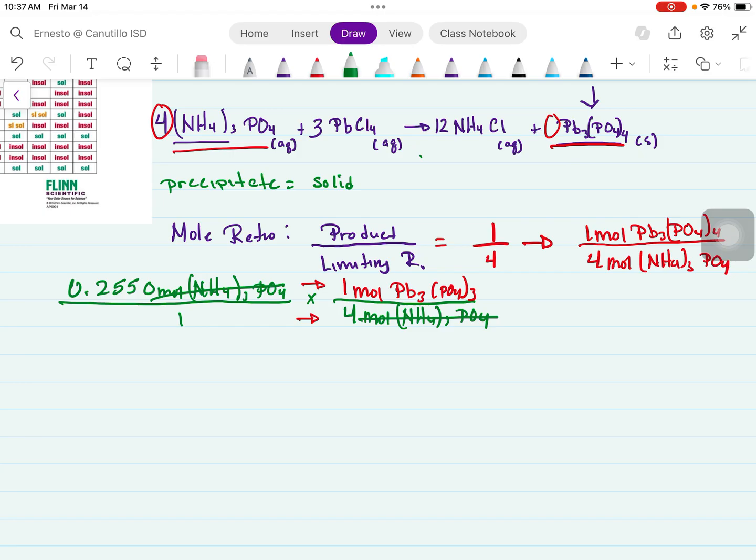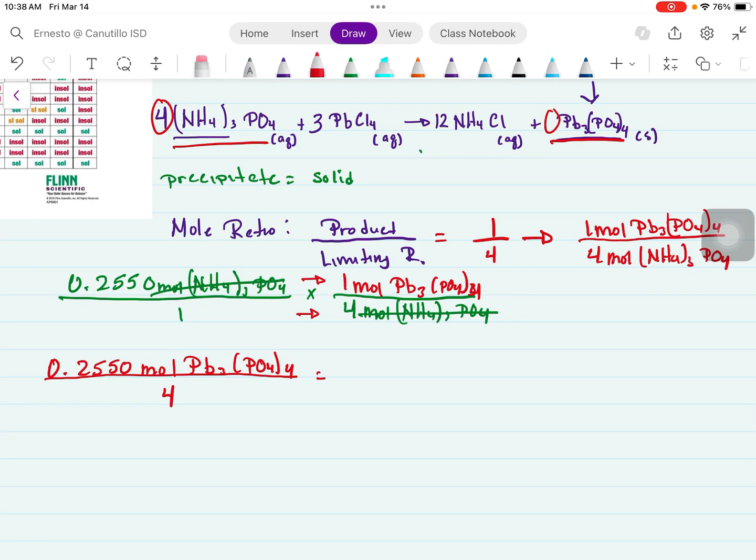0.255 times 1 mole of lead 4 phosphate becomes 0.255 moles of lead 4 phosphate. That's supposed to be a 4. Okay? 1 times 4, that gives me 4. Remember that this unit is canceled, so the 4 no longer has a unit. Okay? The moles of ammonium phosphate were canceled, so the only unit that didn't cancel was the moles of lead 4 phosphate.